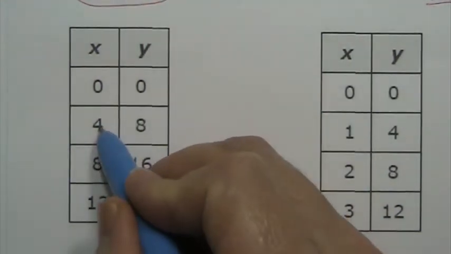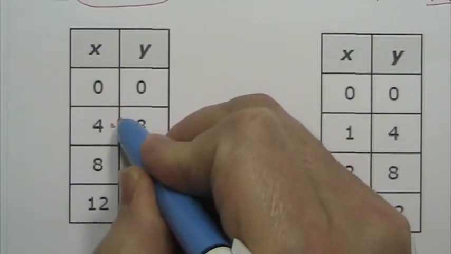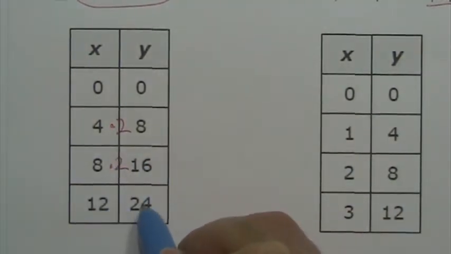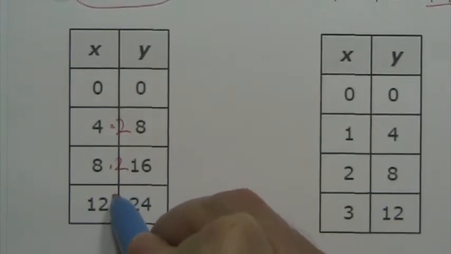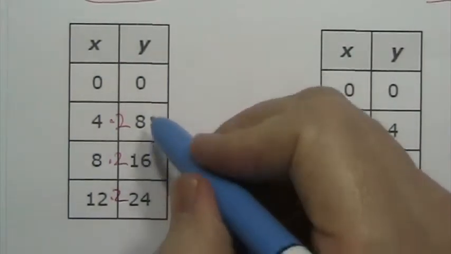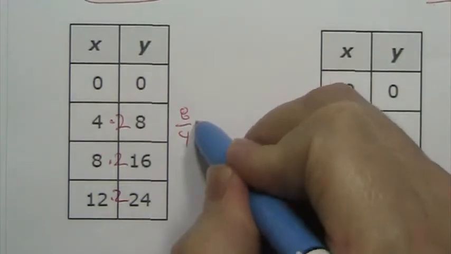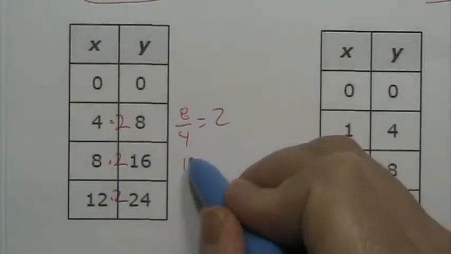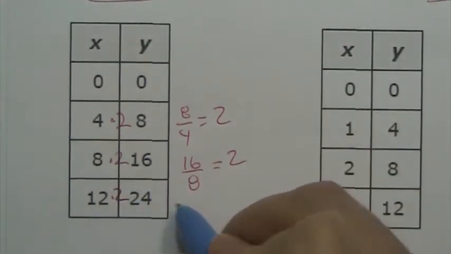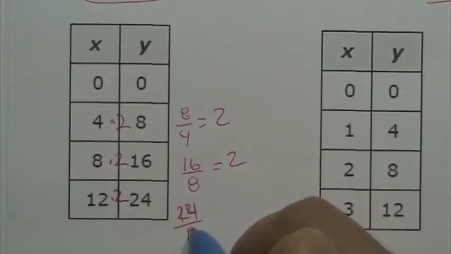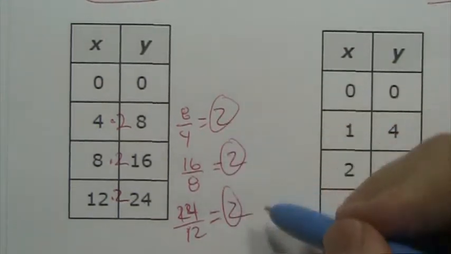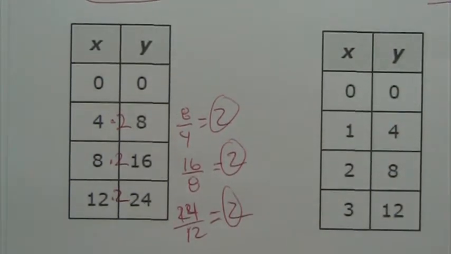Notice quickly that to go from 4 to 8, you multiply by 2. To go from 8 to 16, you would multiply by 2. And 12 to 24, you would multiply by 2. Right? So it looks like they're all proportional. And notice that if I take 8 over 4, that's 2. If I take 16 divided by 8, the y over the x, I get 2. 24 divided by 12, that's 2. See that? They're all the same. So therefore they're equivalent. It's proportional.